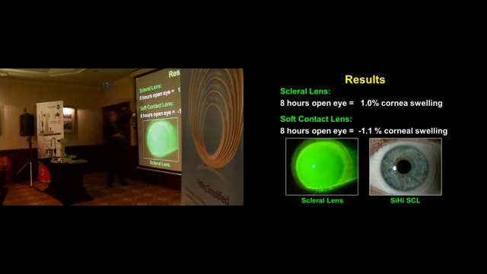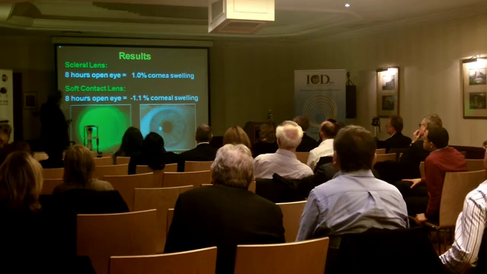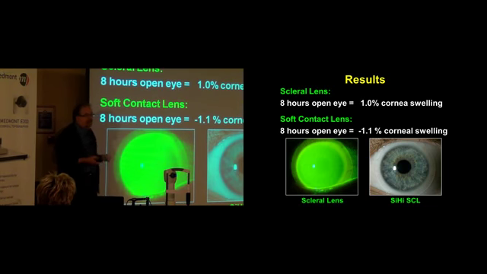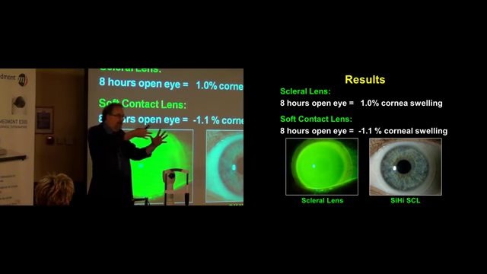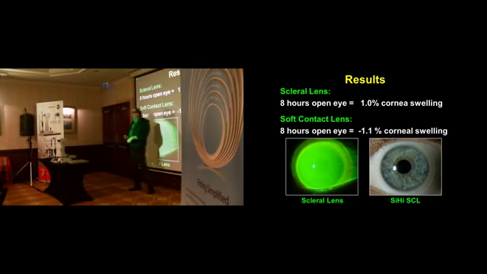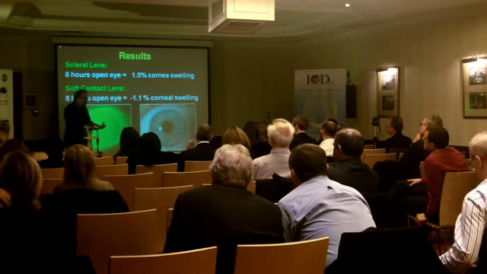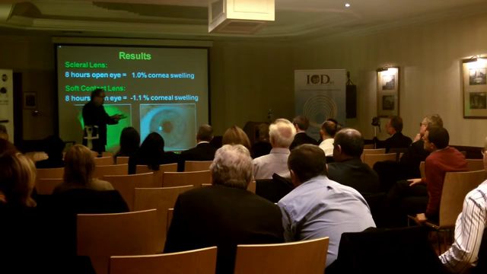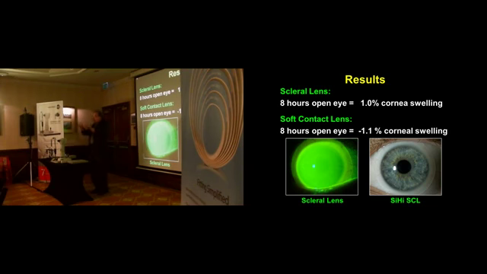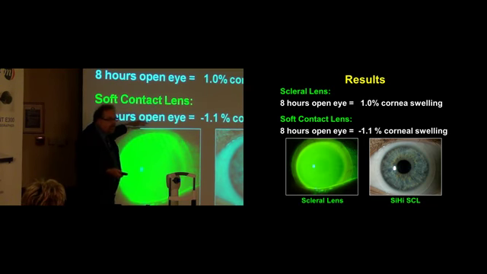What we found was that with the scleral lens, the eye swelled 1% on average. With the soft contact lens, the eye de-swelled, became thinner throughout the day with the 100 DK silicone hydrogel lens, following the exact path we would expect. We would expect a cornea to be thickest in the morning when we awaken and then de-swell throughout the day, and sure enough, that's exactly what happened here.